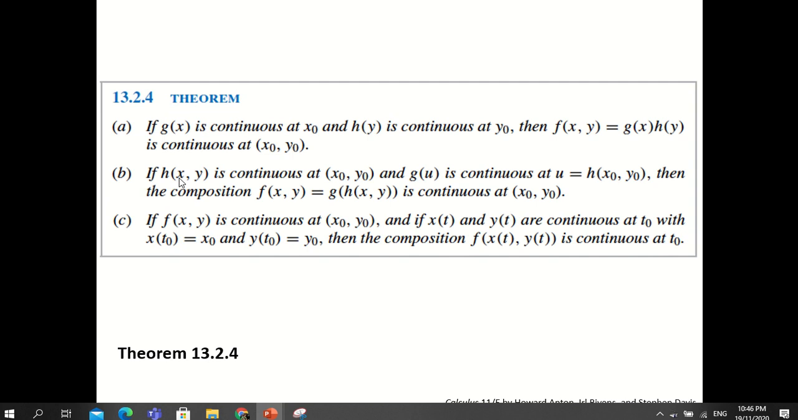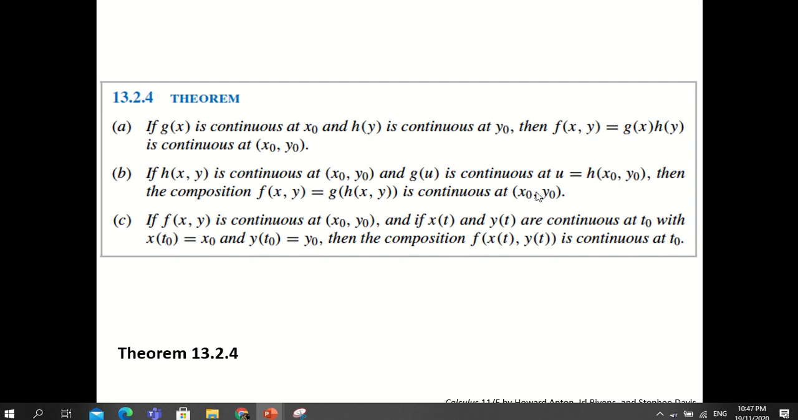For theorem B, if a function of two variables x and y is continuous at the point with coordinates x sub 0, y sub 0, and a function of u is continuous at u equal to the function of x sub 0 and y sub 0, then the composition, the function of a function of two variables, is continuous at this point with these coordinates.